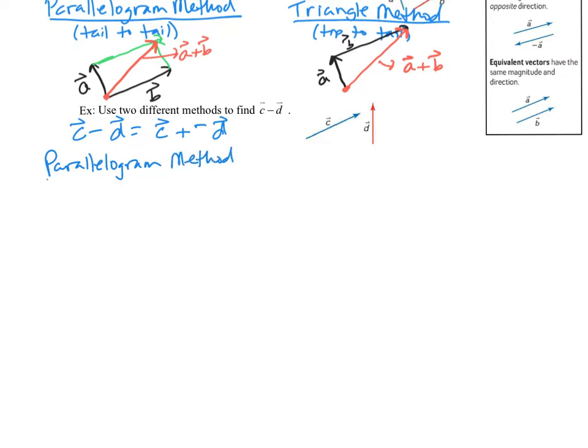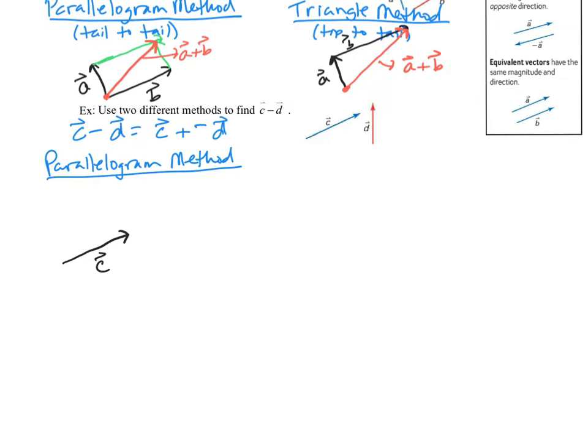Okay, so the first thing we will do is mimic vector C as best we can, try and mimic this distance and direction. So vector C will look something like that. That looks pretty good for vector C. Now, since this is the parallelogram method, remember that's tail to tail. So now I'm going to mimic the opposite of vector D.